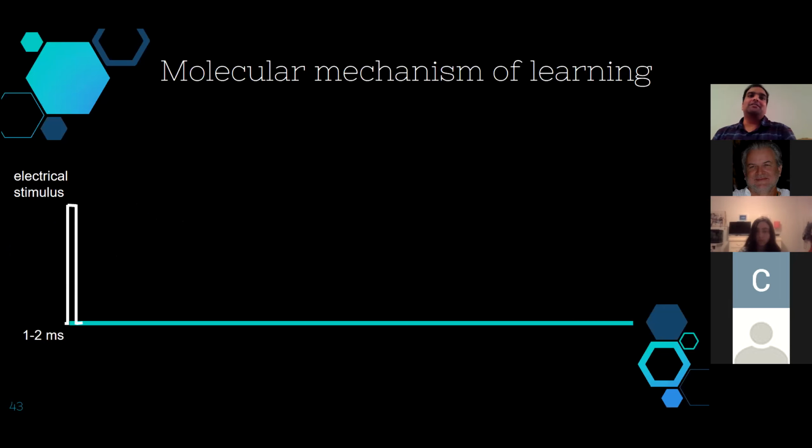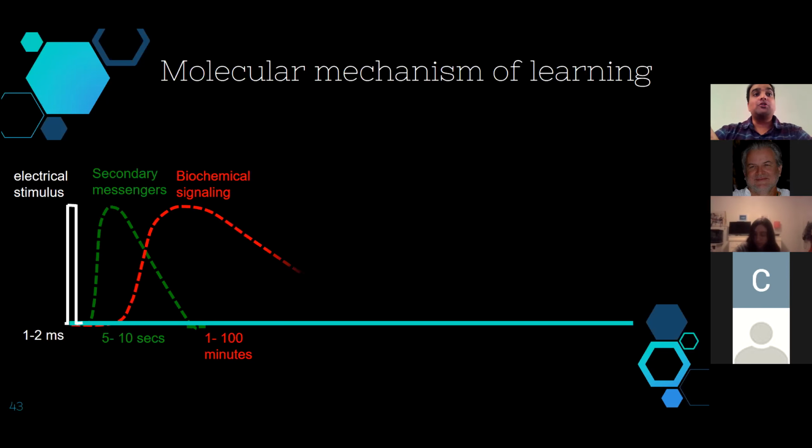summarize decades of research in a simple fashion, the way I try to explain how memories are formed from the synaptic level is that you have an electrical stimulus, and then you have some secondary messengers that get released, which last for 5 to 7 seconds. This can be either calcium or cyclic AMP. And that leads to activation of biochemical signaling that lasts for 1 to 100 minutes.